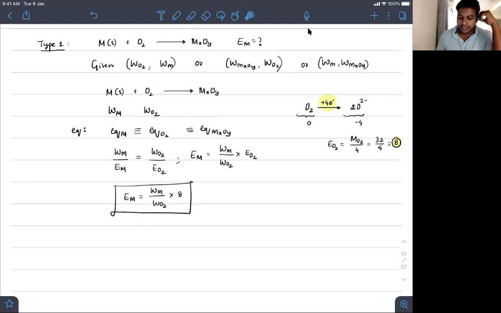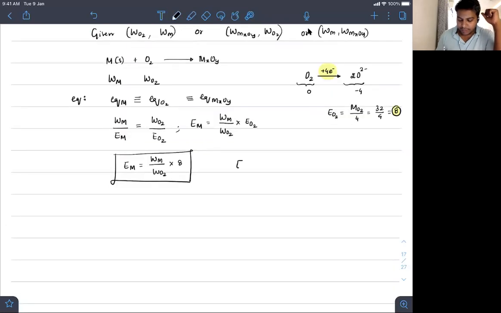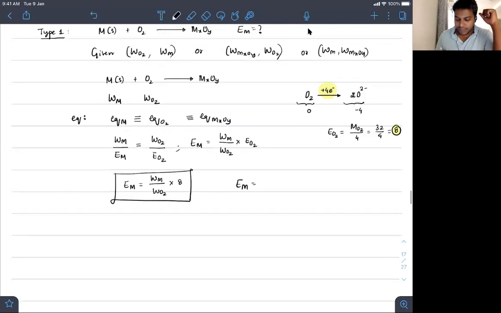Now suppose this data is given, metal oxide and oxygen, you can do it in two ways. Any chemical equation will conserve its mass. So we can say the total mass of the metal oxide minus oxygen will be equal to mass of the metal. So instead of directly writing the weight of the metal, I can write it as weight of metal oxide minus weight of oxygen, divided by weight of oxygen into 8, when this data is given.